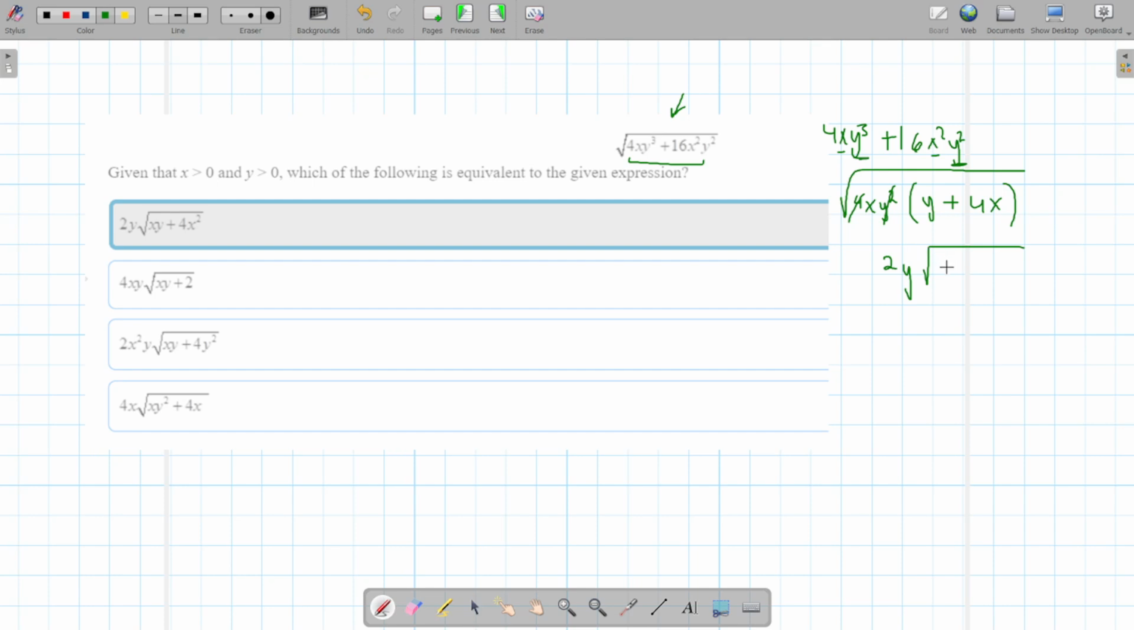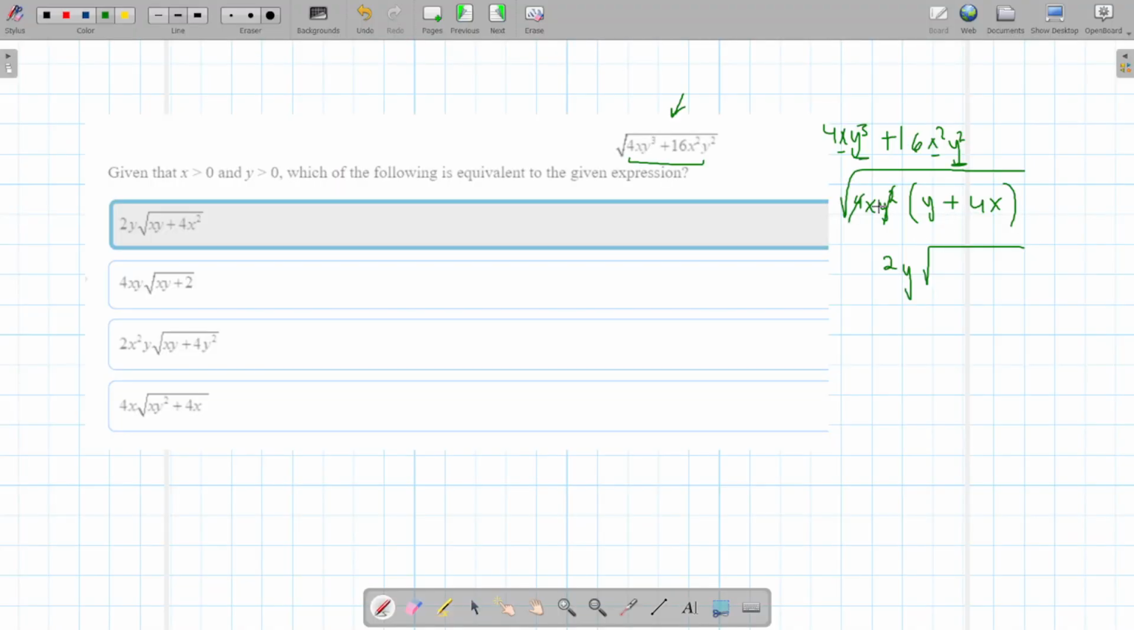Wait a second. Wait. Why is this 4x squared? I wrote it wrong. Am I tweaking? Okay, I got it. I just didn't see it.